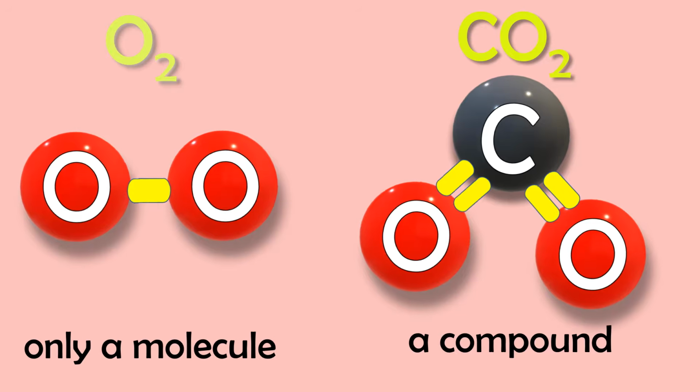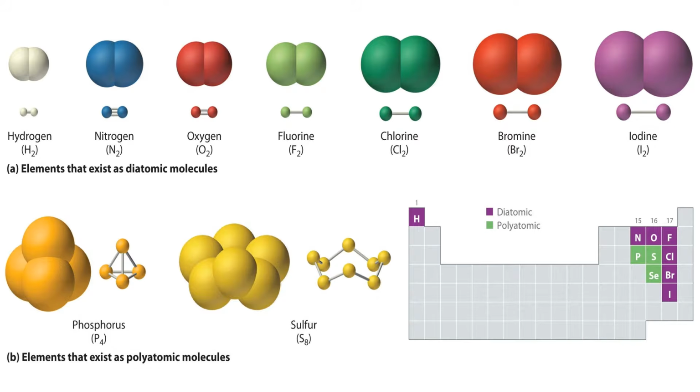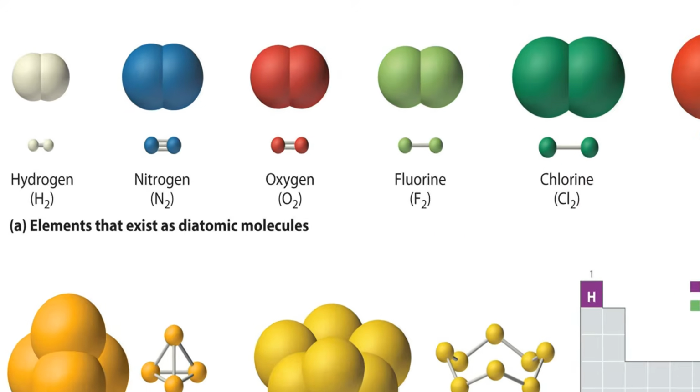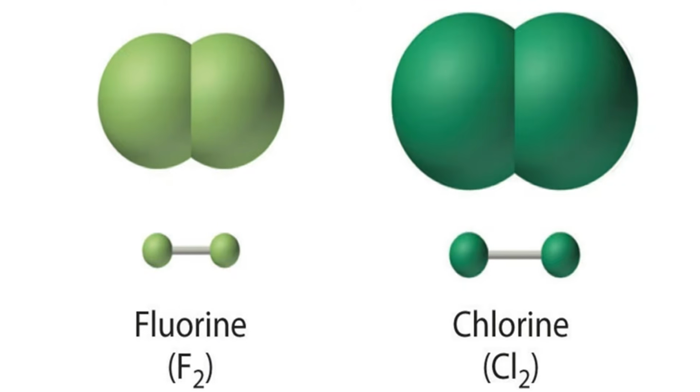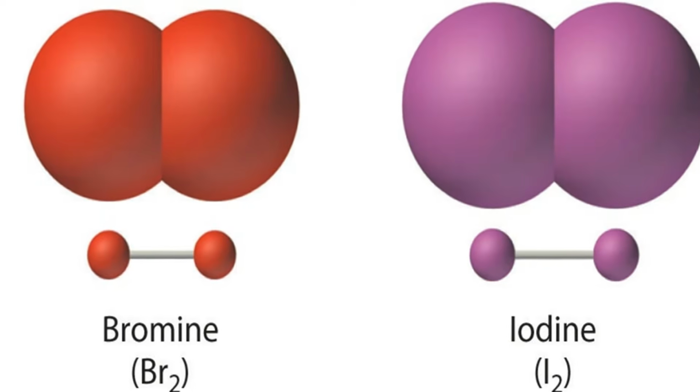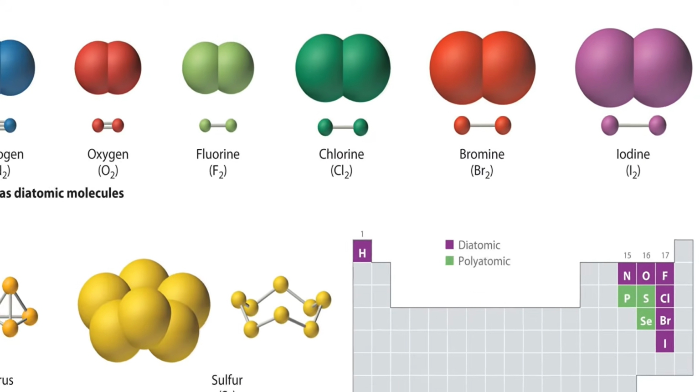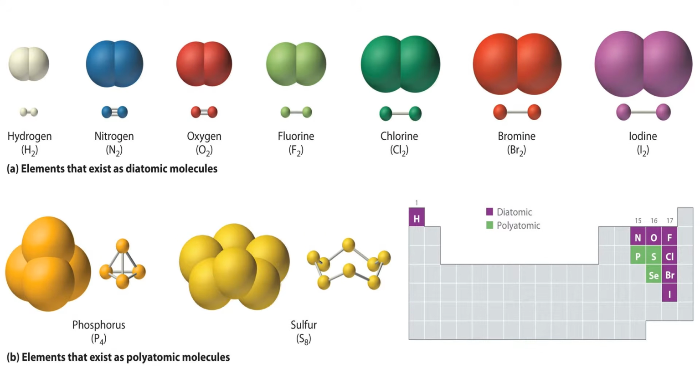Some elements exist in diatomic structure in nature, that is, a pure element of the same kind consisting of two atoms bonded together. Let's see if you can distinguish molecules from compounds in the following example.